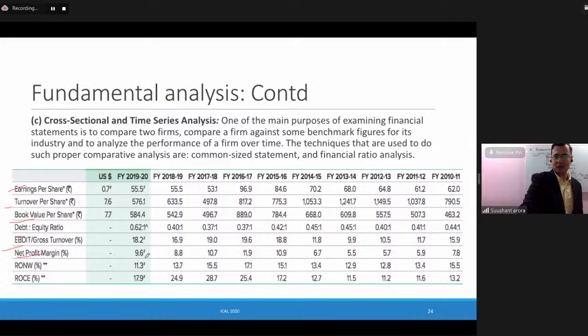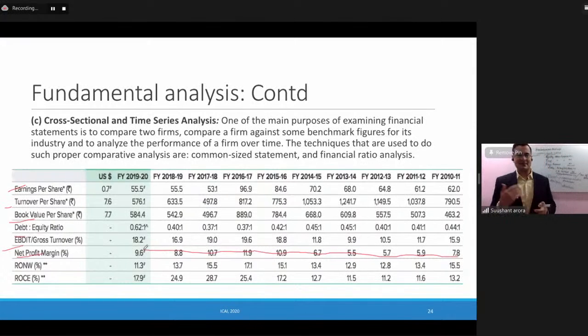So let's say net profit margins, are they improving or not improving? From 7.8, it has gone down, then again coming up, then a phenomenal 10.9, 11.9, 10.7, came down, and 9.6. So we can always see the time series. This is called time series, when we analyze certain trends during the last few years.